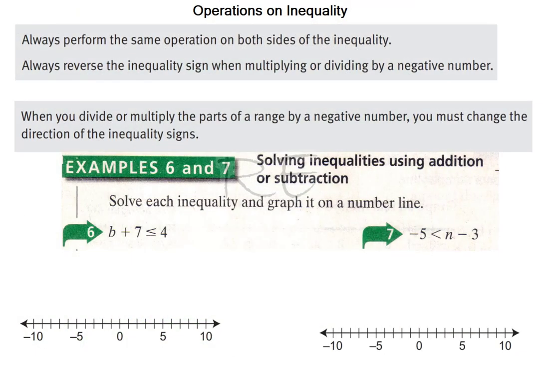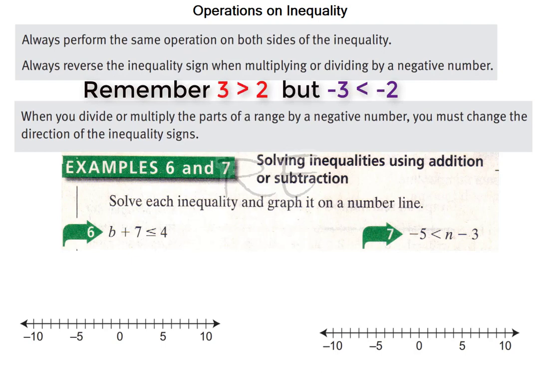Operations on inequalities: always perform the same operation on both sides of the inequality, and always reverse the inequality sign when multiplying or dividing by a negative number. When you divide or multiply the parts of a compound inequality by a negative number, you must change the direction of the inequality signs.